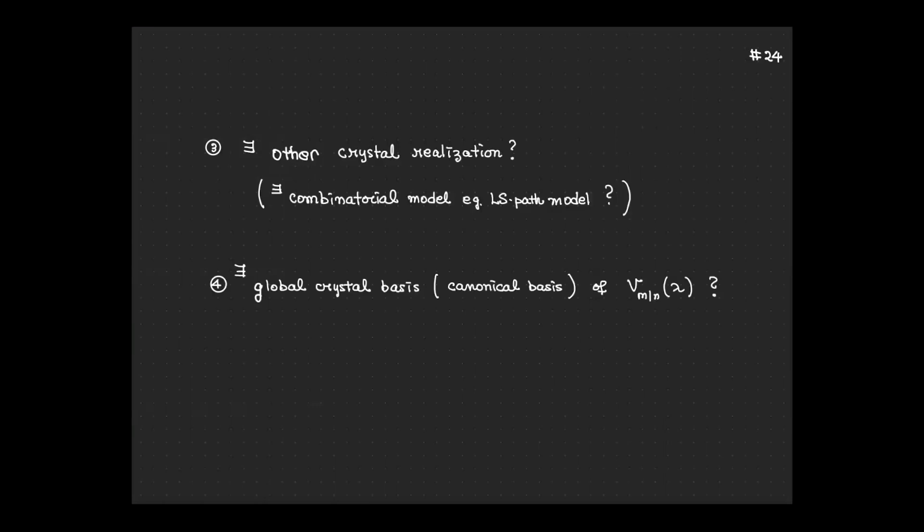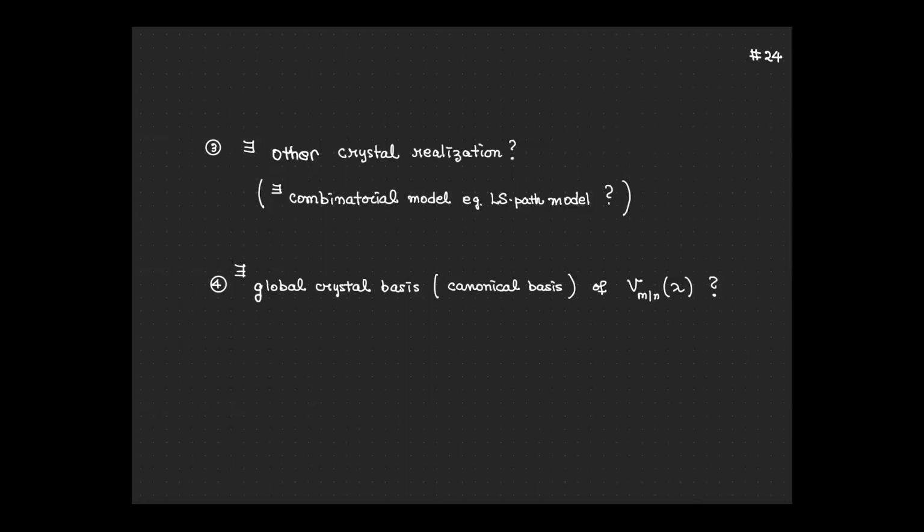Are there any questions or comments? No? So can I ask one ordinary question? Are you surprised that there is not yet an LS path model for this algebra GLMN? Could you explain why there is not yet such an LS path model for this algebra?